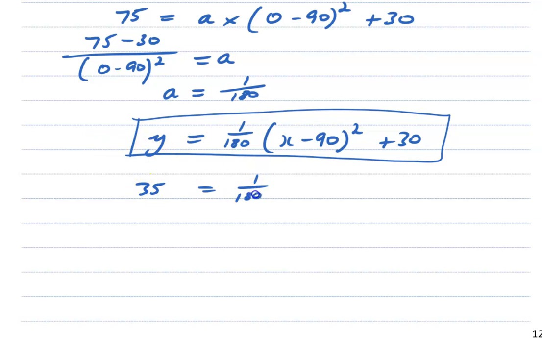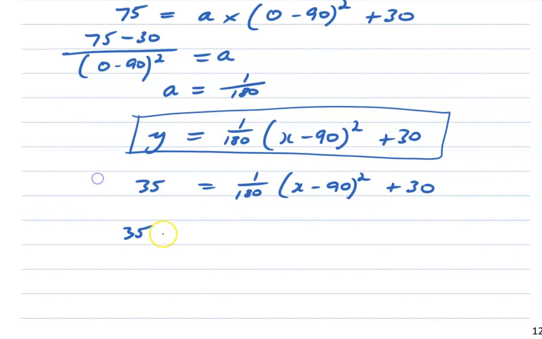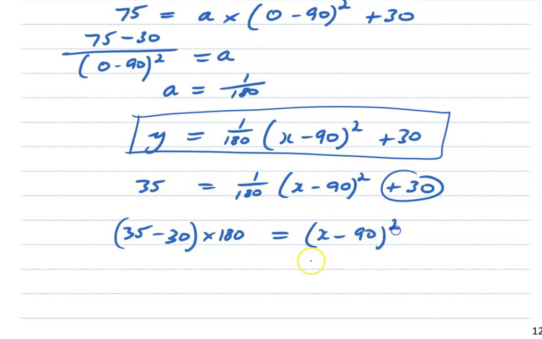So 1 over 180, x take 90 squared plus 30. So we're solving for x. Do this by inverse operations. So 35, and we're going to subtract 30 from both sides. The inverse operation of dividing by 180 is to multiply by 180. So we're left with x take 90 squared.